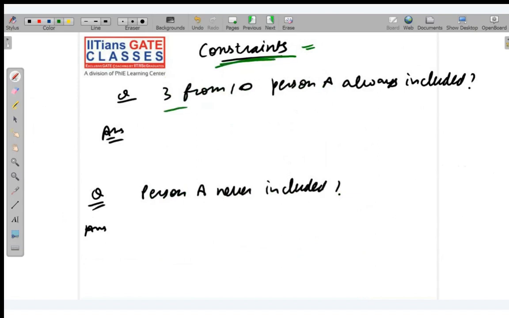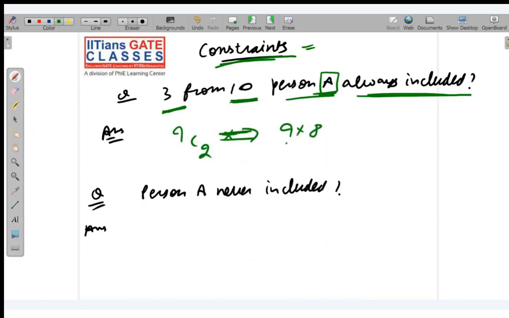Next I will apply some constraints. 3 from 10 persons, and A should always be included. I am writing in a shortcut manner just to save time. So I have to choose 3 persons, and A should always be there. So obviously now I have to choose only 2 persons from 9 persons. So 9C2 is the answer, which is 9 into 8 divided by 2. So 36 is the answer.